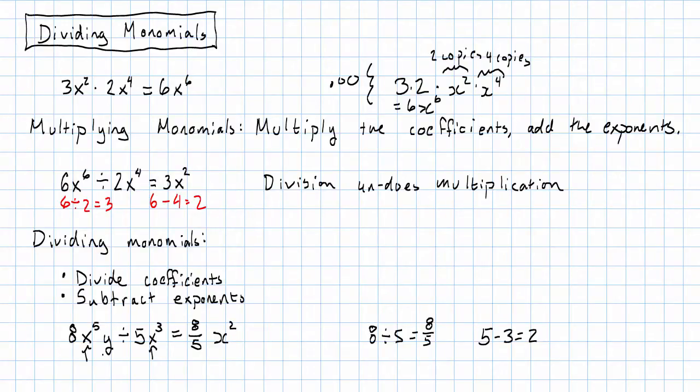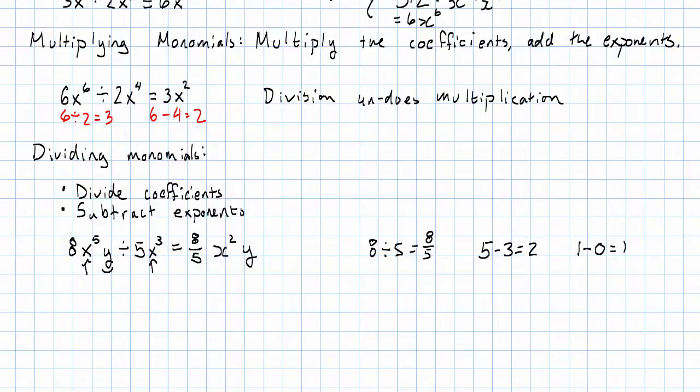So we'll have x squared. And then I've got a y and no corresponding y. I can think of the exponents as 1 minus 0. I'll have a y in my answer. 8x to the fifth y divided by 5x to the third, we get 8/5 x squared y. Let's make sure that worked.